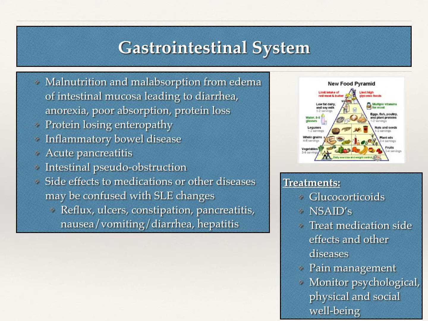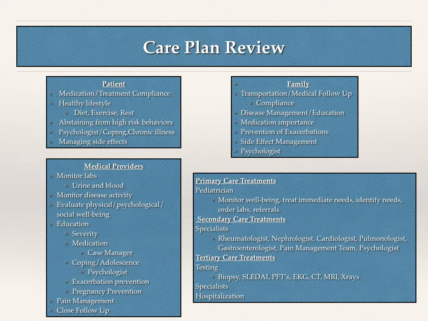Treatment, pretty similar to what we've already talked about: glucocorticosteroids, the non-steroidal anti-inflammatories, pain management, monitoring the psychological, physical, and social well-being of the child. Reviewing the care plan. So we have the patient, they have to be compliant, they have to have a healthy lifestyle, they have to abstain from high-risk behaviors which are common in adolescence: drugs, sex, drinking, and smoking.